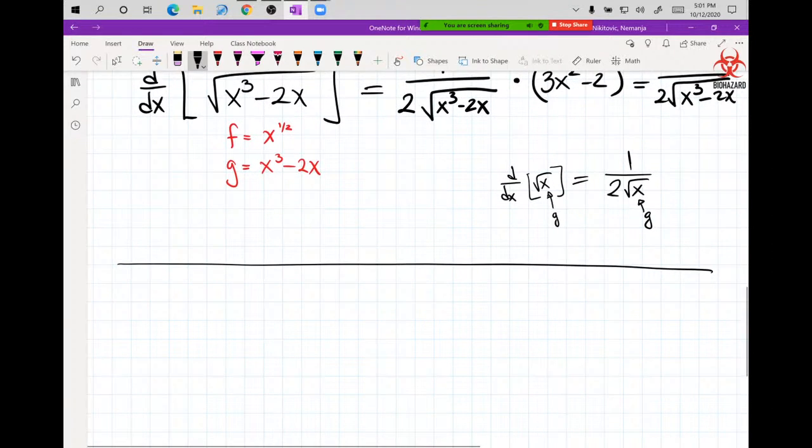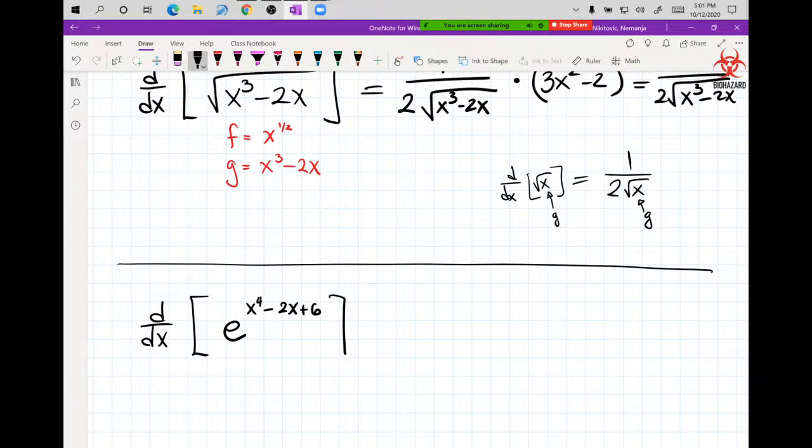Let's see another example. The derivative of e to the x to the 4 minus 2x plus 6. And I will let you work this out for about 20 seconds.